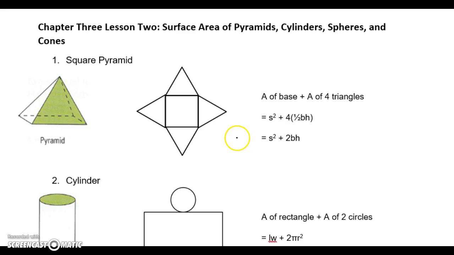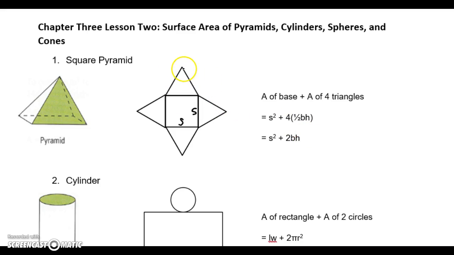In order to find the surface area of a square pyramid, you have to look at the net and find the area of each of these faces. So you have 4 triangles and 1 square. The area of your base, assuming we're talking about a square here, is your side times your side, which is side squared, plus the area of 4 of your triangles. So you take the area of your triangle and multiply it by 4. Because we're multiplying 4 times 1/2, we can simplify this to give you an easier formula. Then what we'd have is 2 times your base times your height.